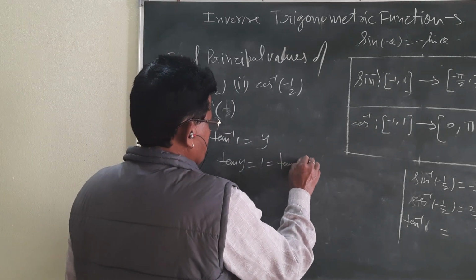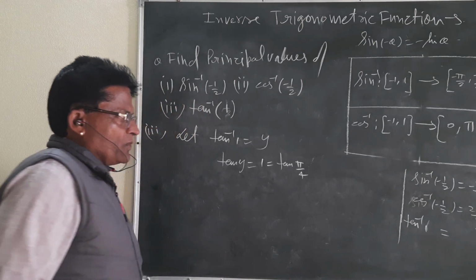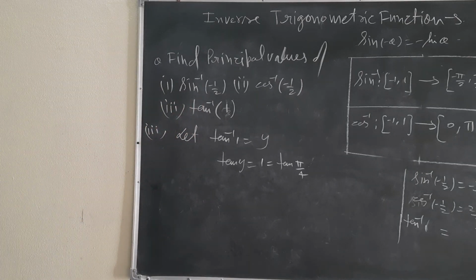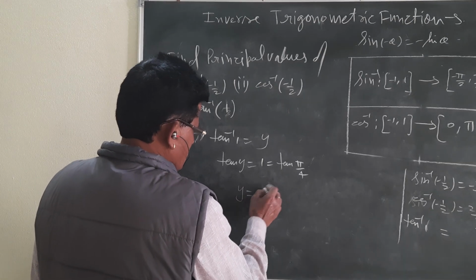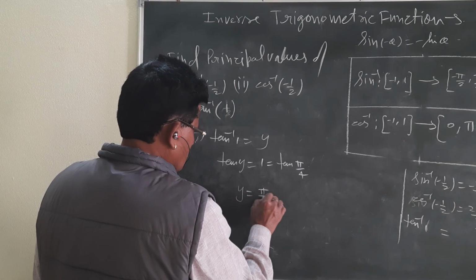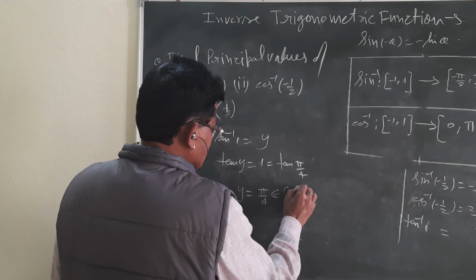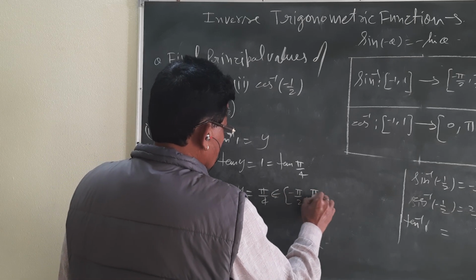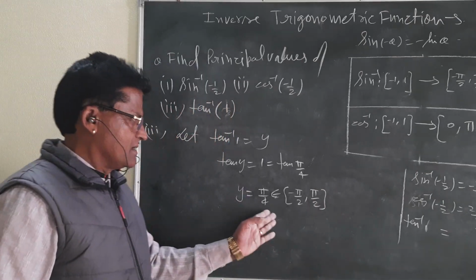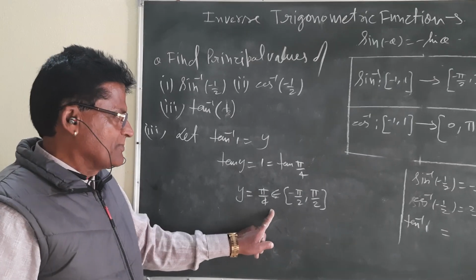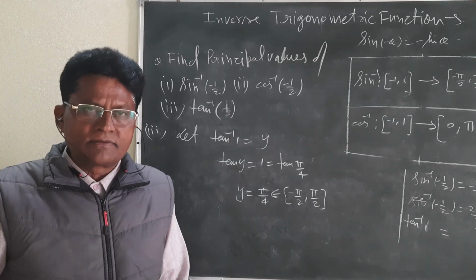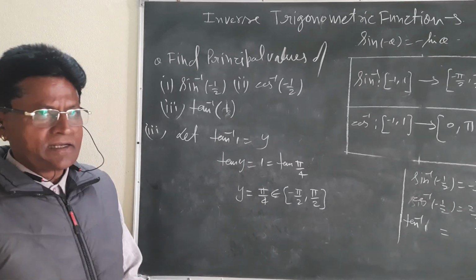Tan pi by 4 is 1. Okay? And y will be pi by 4, which is 45 degree. Pi by 4 belongs to the principal branch of tan, which is minus pi by 2 to pi by 2. It is easy to remember. You see, pi by 4 lies in this interval. Yes, it lies, because 45 degree is within minus 90 to 90. That is why this value is correct.